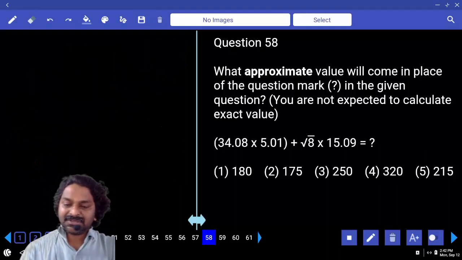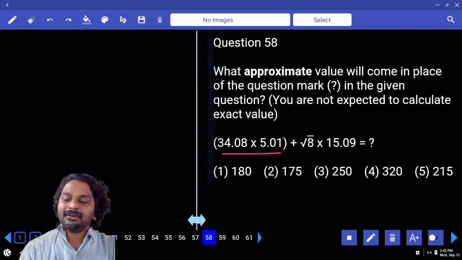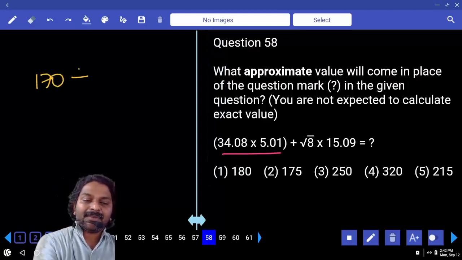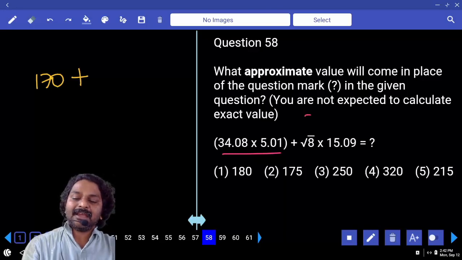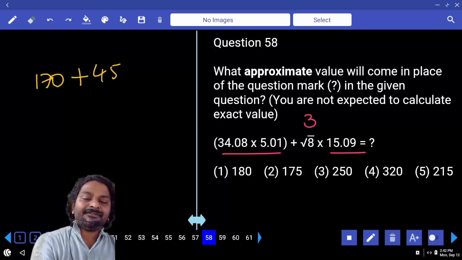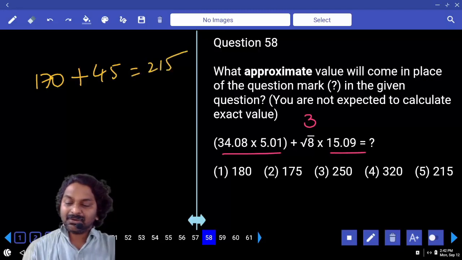Come on, approximations. 34 times 5, 170 plus root 8, approximately 3 times of 15, 45. Answer 215.